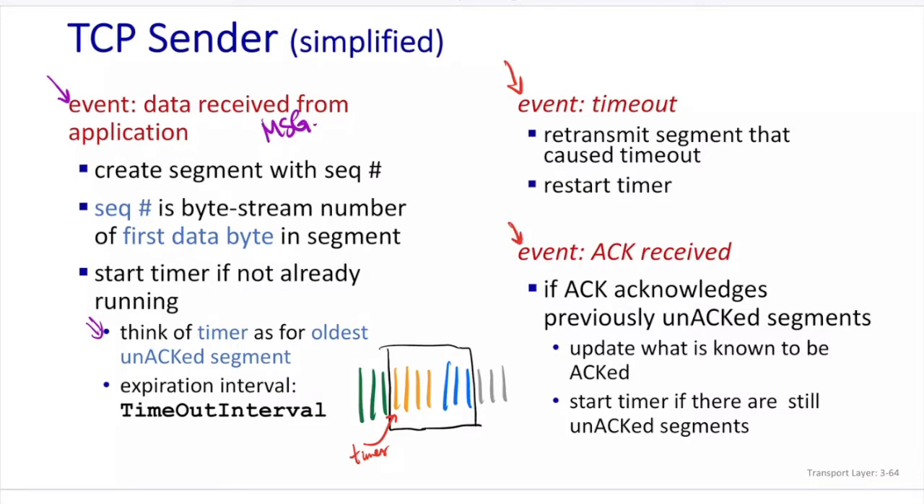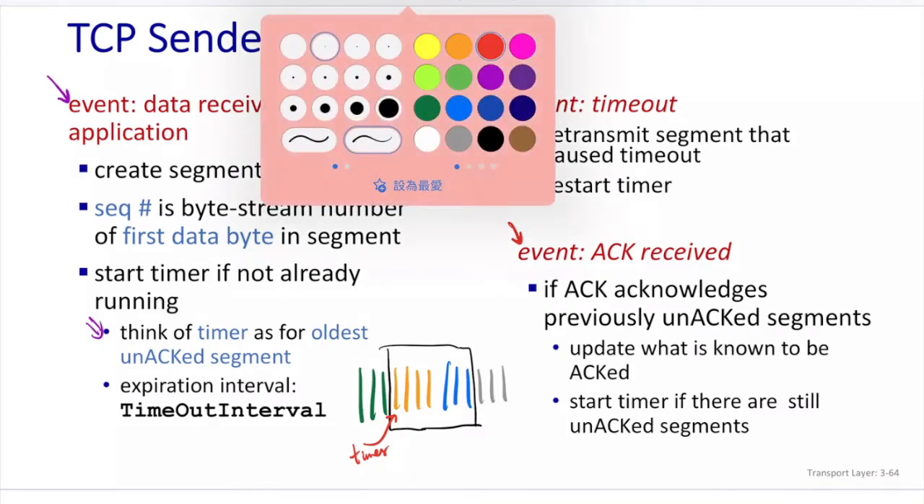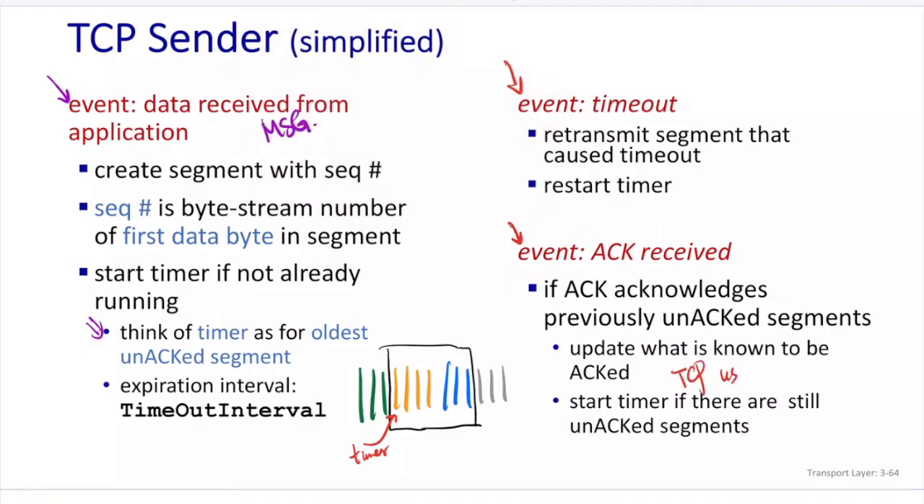And if the sender receives an ACK, if the ACK acknowledges a previously unACKed segment, which is the yellow ones, then update what is known to be ACKed, and restart the timer if there are still yellow segments. And I think you have to write something right here: that TCP uses cumulative ACK.